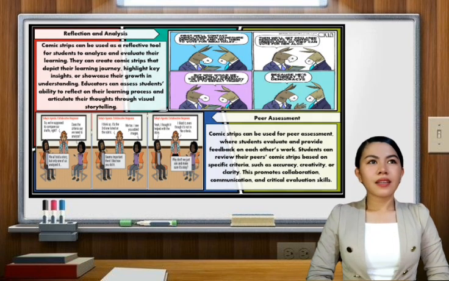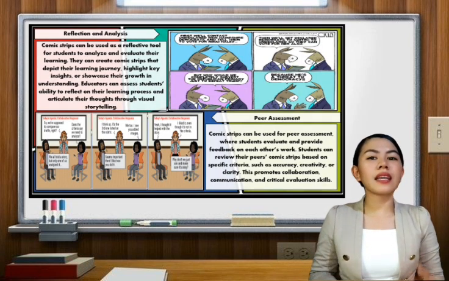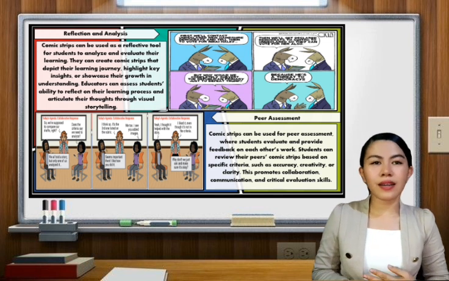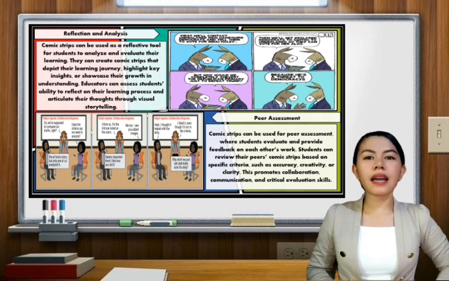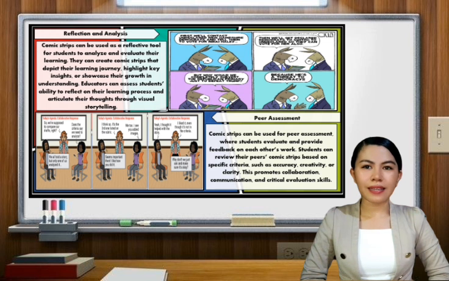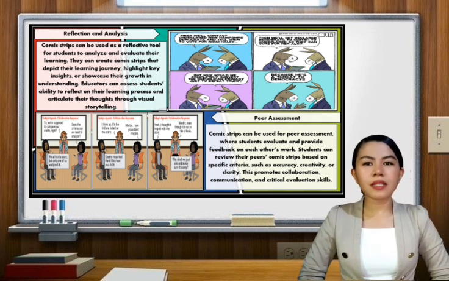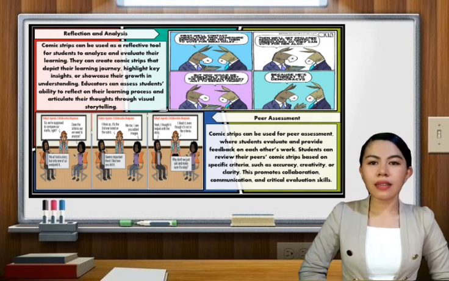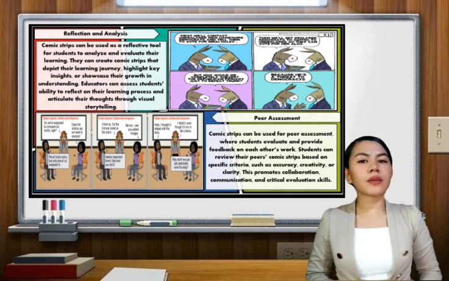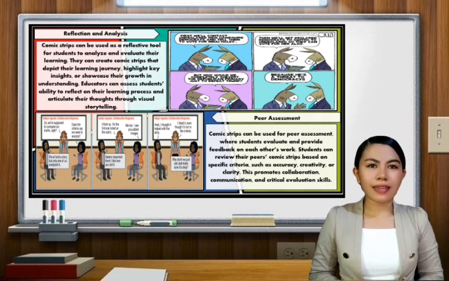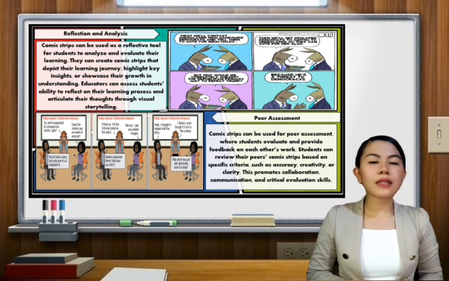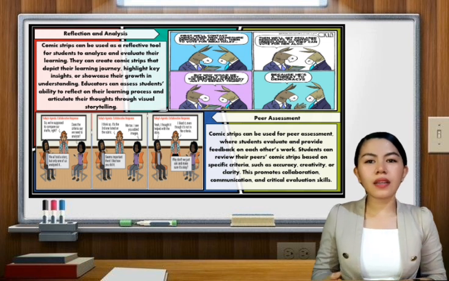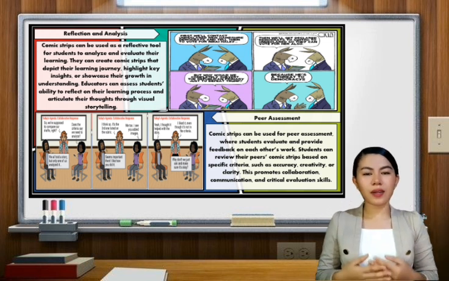And the next is comic strips can be used in assessing reflection and analysis of every student. Comic strips can be used as a reflective tool for students to analyze and evaluate their learning. They can create comic strips that depict their learning journey, highlight key insights, or showcase their growth in understanding. Educators can assess students' ability to reflect on their learning process and articulate their thoughts through visual storytelling.